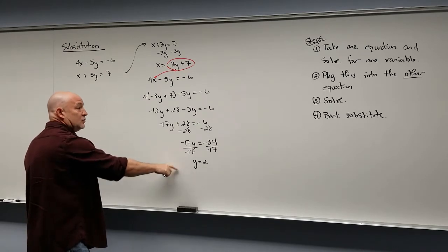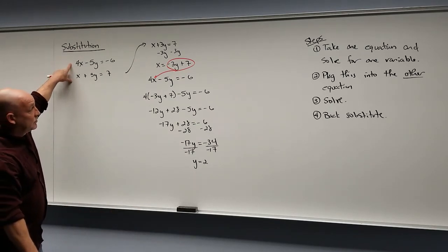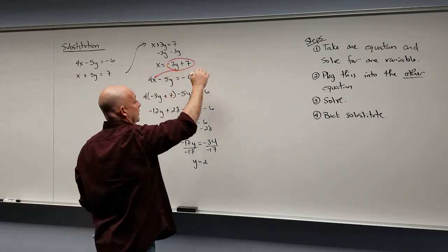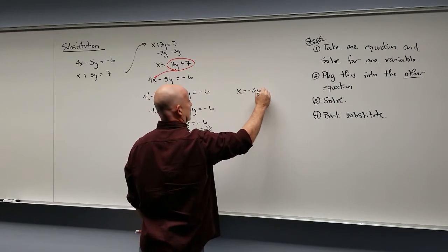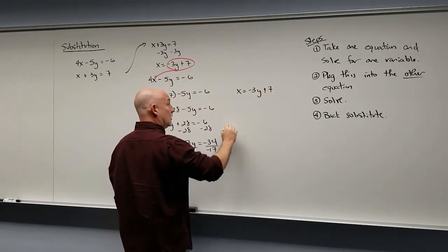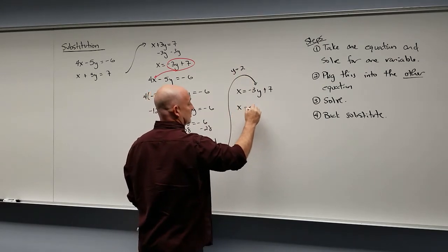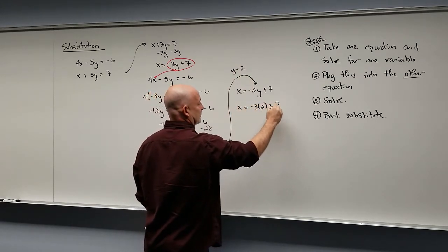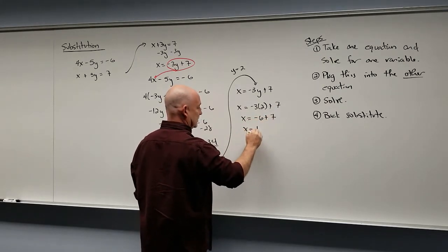Now once you have one value, back substitute. Remember, you can go back to either one of the original equations. Doesn't matter which one you put it into. But for the substitution method, we do have an equation that tells us exactly what the other letter equals. So since y is equal to 2, x is equal to negative 3 times 2 plus 7. x is negative 6 plus 7, so x is equal to 1.